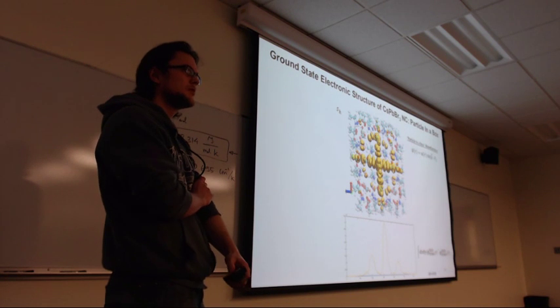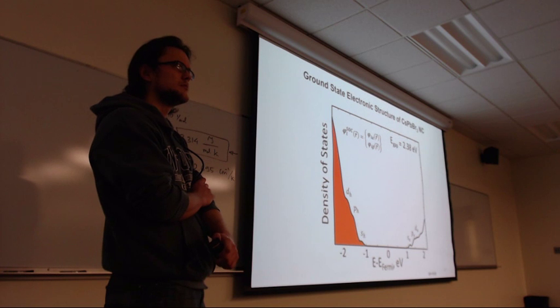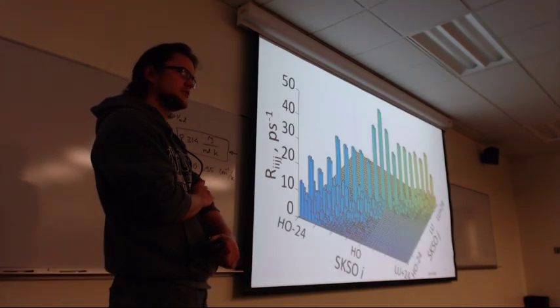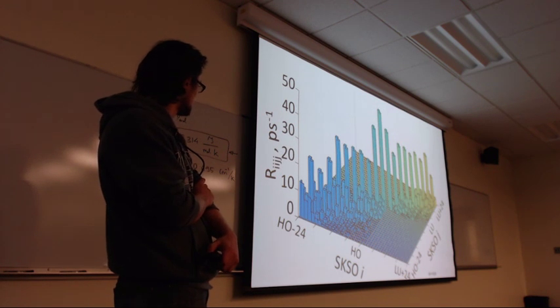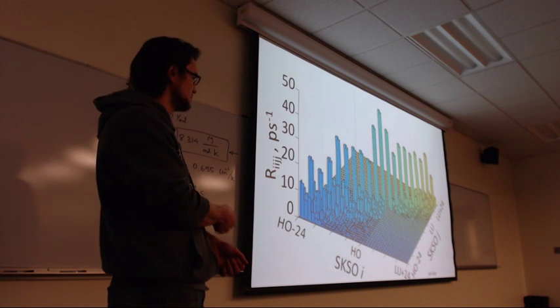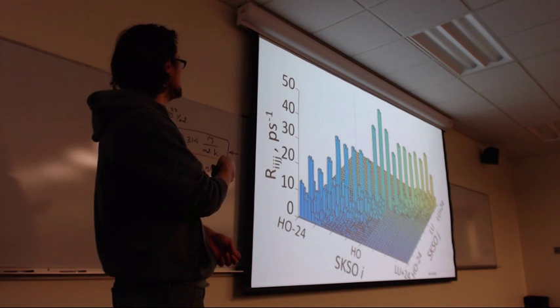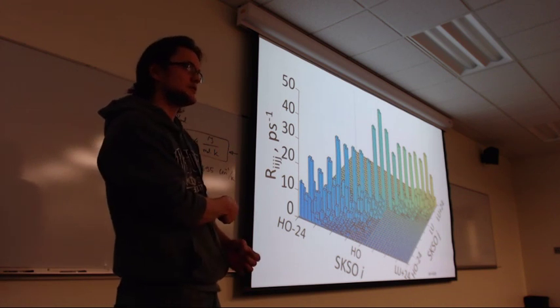Go to the previous slide, the one with the grid. This one? So X and Y are just orbital indices, and then Z is the transition rate in inverse picoseconds.